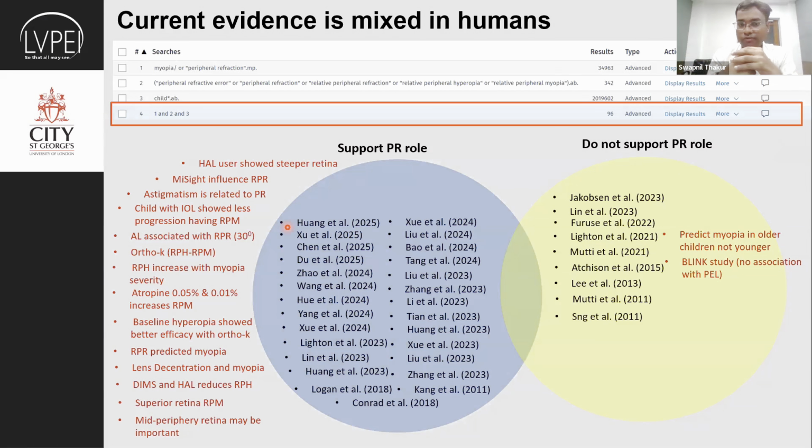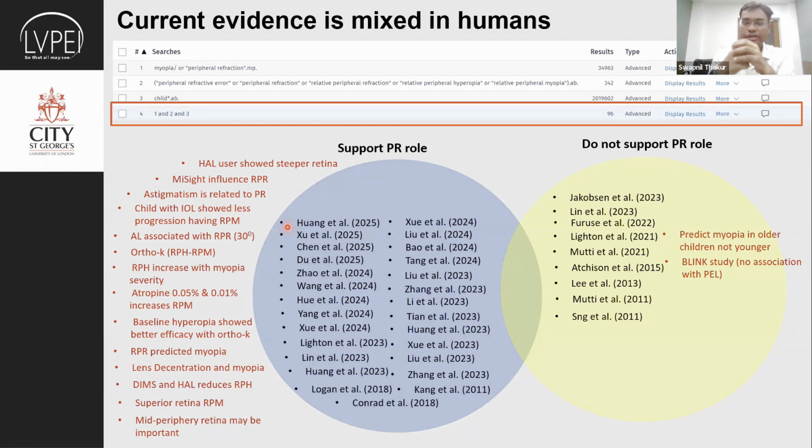So I have just quoted a few of the key findings from those studies. So let's say the first study has indicated that in the HAL users, the SLR myopia control glasses, if the users are wearing those glasses, there is a change in the steeper retinal curvature, and the retina becomes steeper after wearing those myopia control glasses. There are also studies on MiSight lenses, which indicate that wearing MiSight contact lenses can also result in change in the relative peripheral refraction.